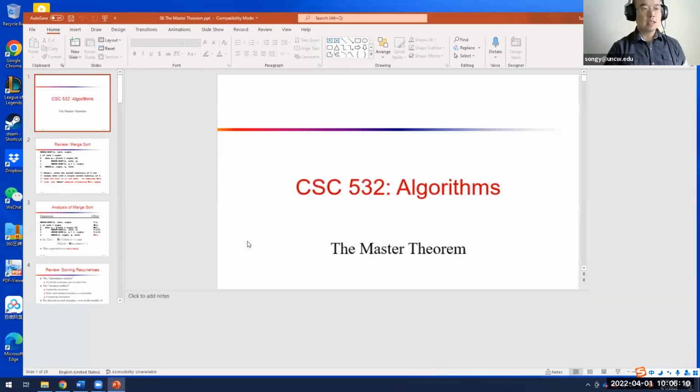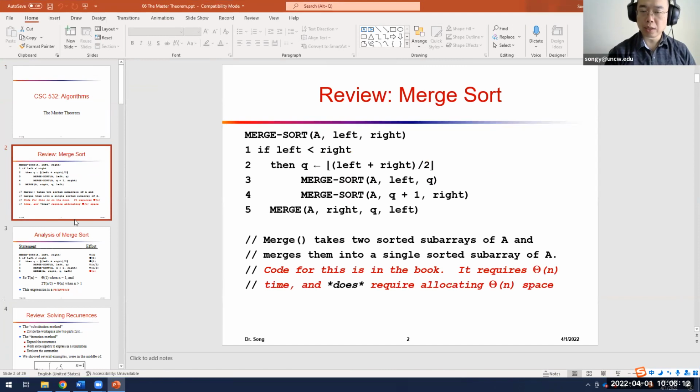Let me find the master theorem. Okay. So let me share my screen here. Okay, let me share this one. Yes, Kevin, can you see my screen?